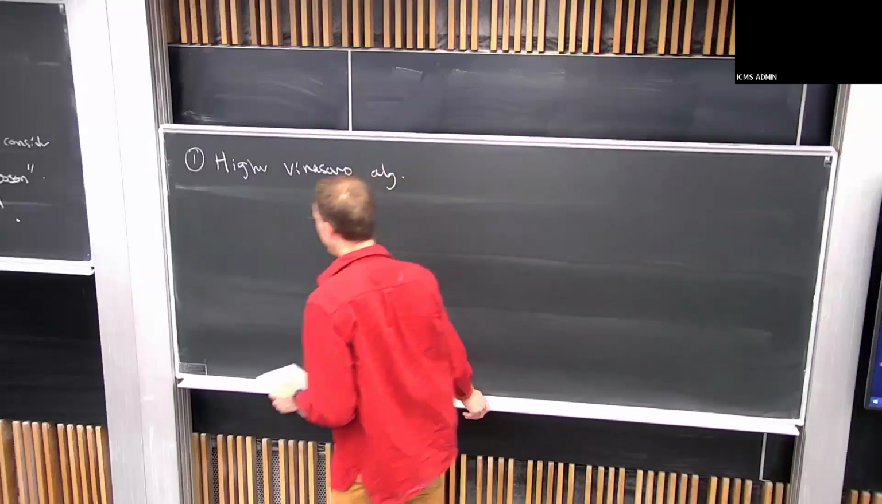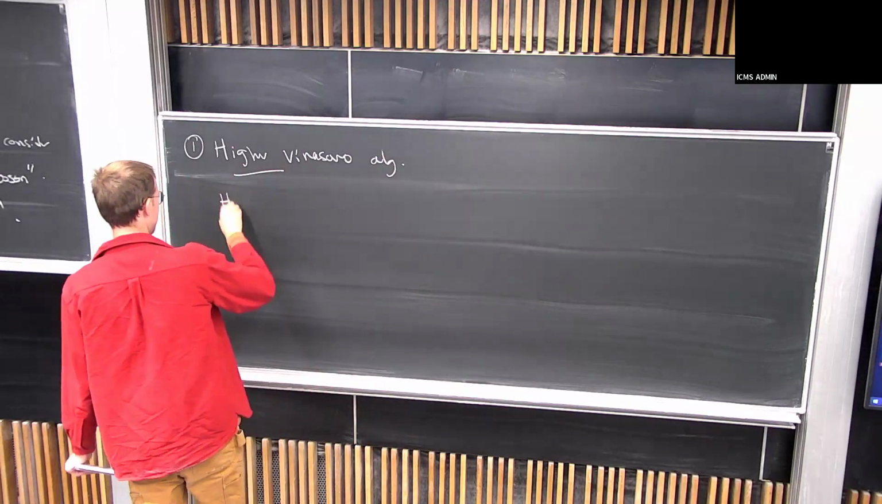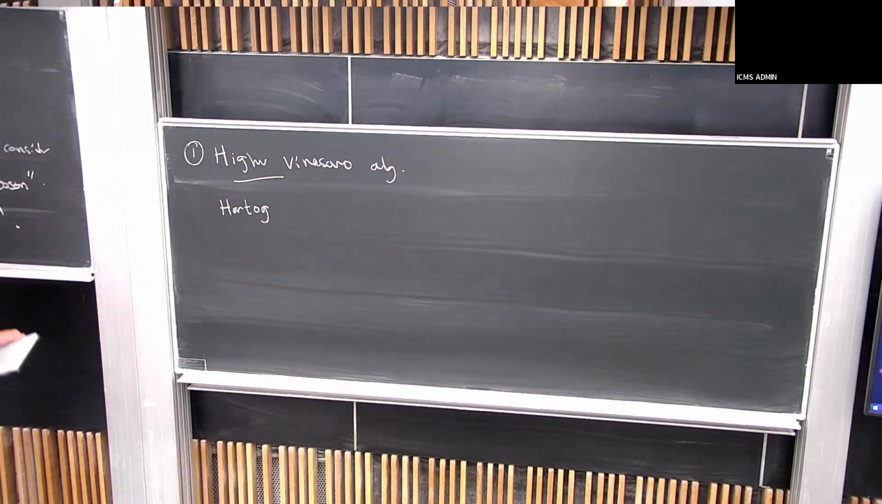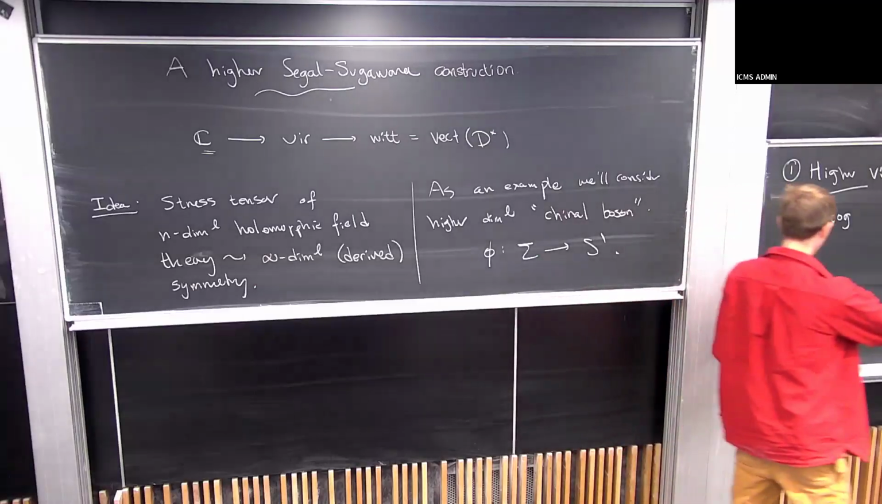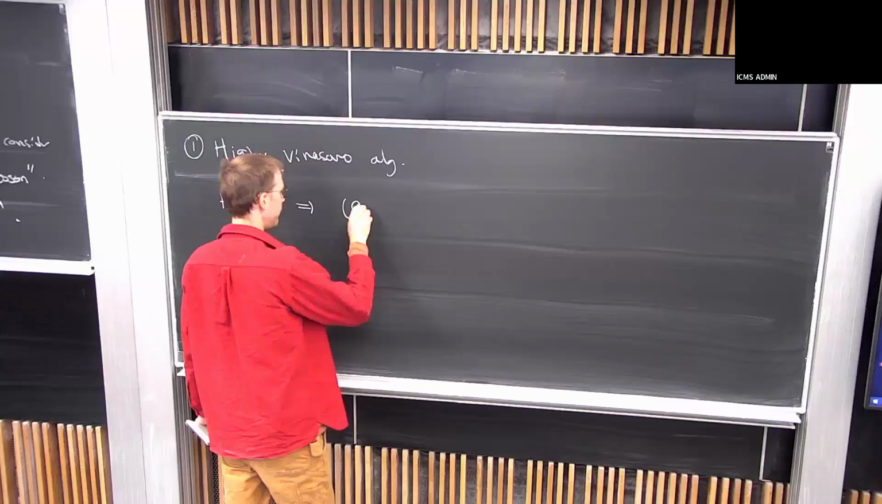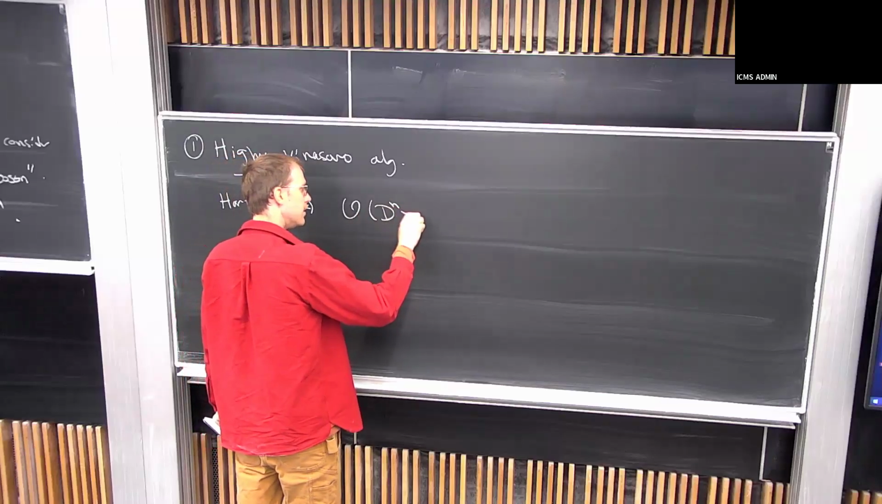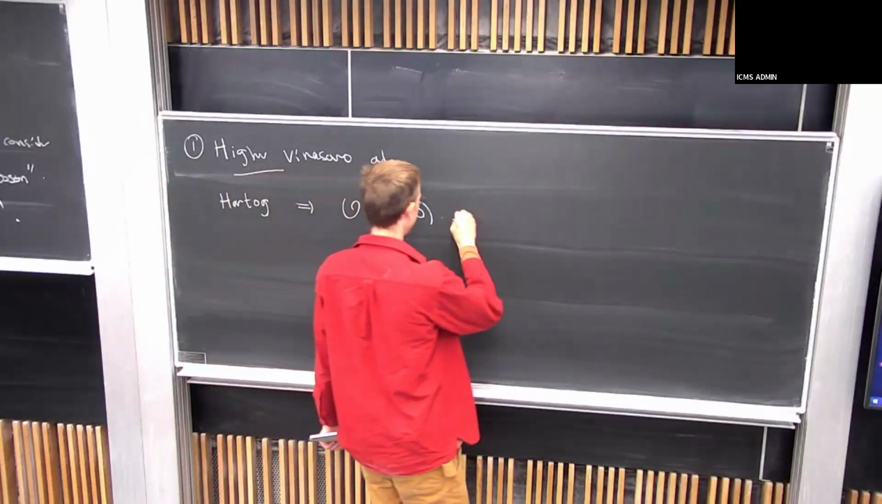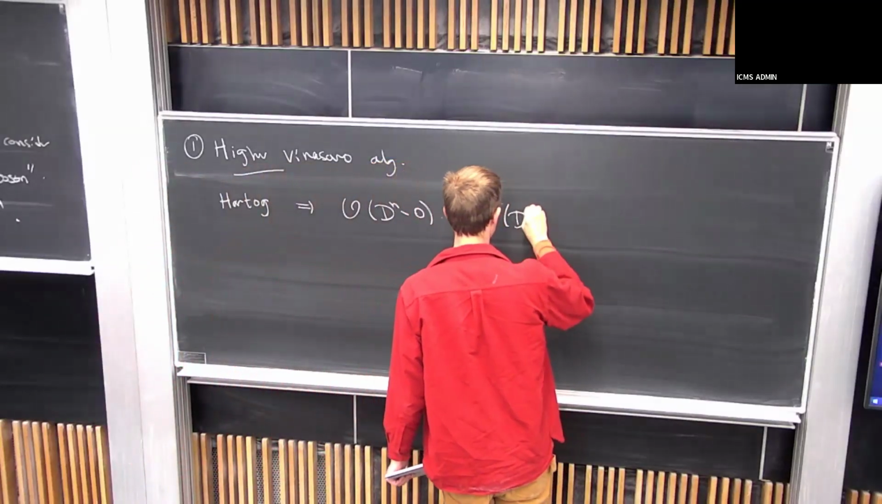So my starting point is this result in complex geometry due to Hartogs, which says that functions on the punctured n disk are isomorphic to functions on the n disk when n is bigger than one.